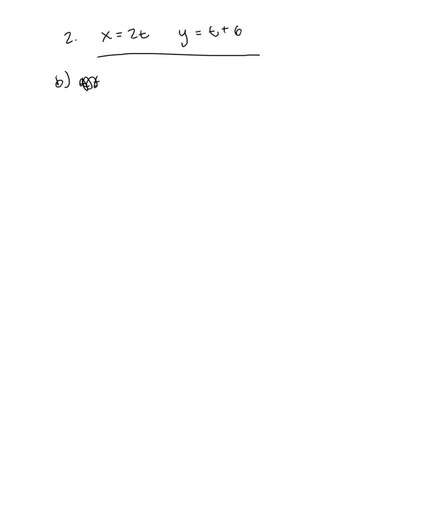I'll show you what I mean by that. And it doesn't matter if you choose x or if you choose y to do the manipulating to get t equals. In this case, I'm going to use y is equal to t plus 6 to get something that's t equals, because all you would have to do is subtract 6 from both sides. So you would get y minus 6 is equal to t. Because we have y minus 6 is equal to t, and this is important, we're going to substitute t into the other equation, the one we didn't manipulate.